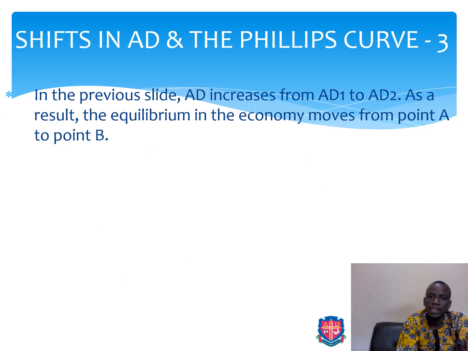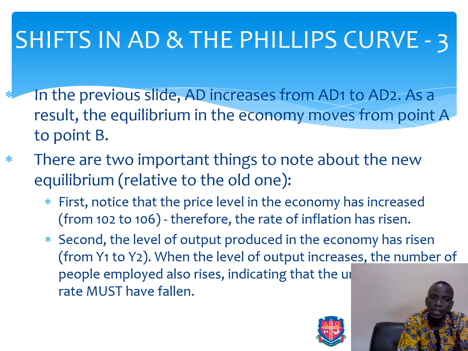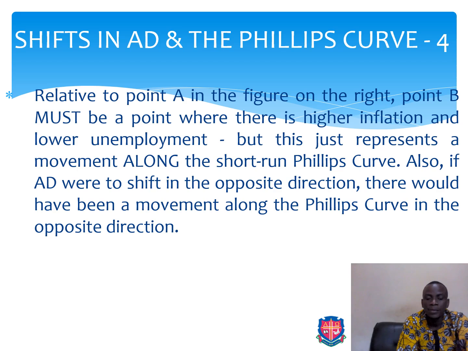So in the previous slide, as a result, the equilibrium in the economy moves from point A to B. There are two further things to note about the new equilibrium. I've explained all those movements in price from 102 to 106, and then output from Y1 to Y2. So I've explained that.